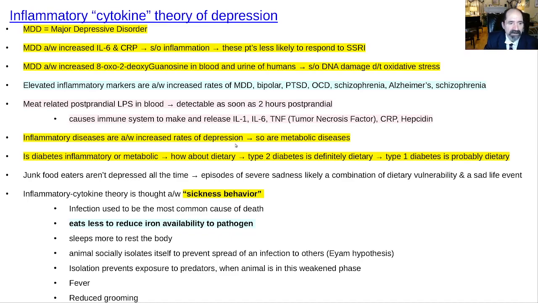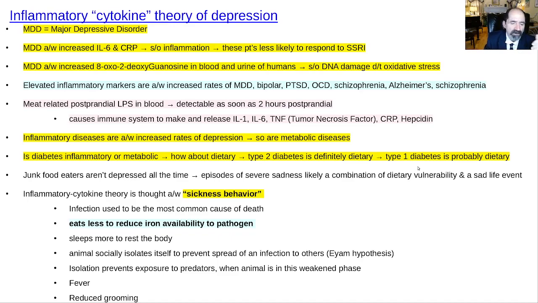So are metabolic diseases. Is diabetes inflammatory or metabolic? I like to call it a dietary disease. The reason I like to call diabetes a dietary disease, especially type 2 diabetes, is then you can figure out what to do. Minimize dietary fat, minimize dietary sodium. Type 1 is also probably indirectly a dietary disease due to an allergic reaction, most likely related to dairy, potentially other things as well.